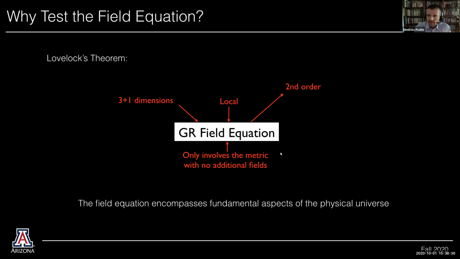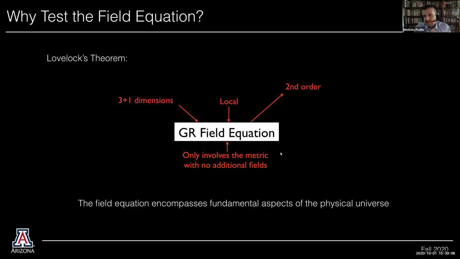And one of them is the theorem by Lovelock that says, if you want to write any theory of gravity that lives in a normal universe, 3+1 dimensions, no brane worlds, no string theory, that is local, that is second order, like any theory of physics, and it involves only the metric, no additional fields, this is all the gravity, then general relativity is unique. If you make those four assumptions, you're uniquely led, with the equivalence principle, to general relativity.